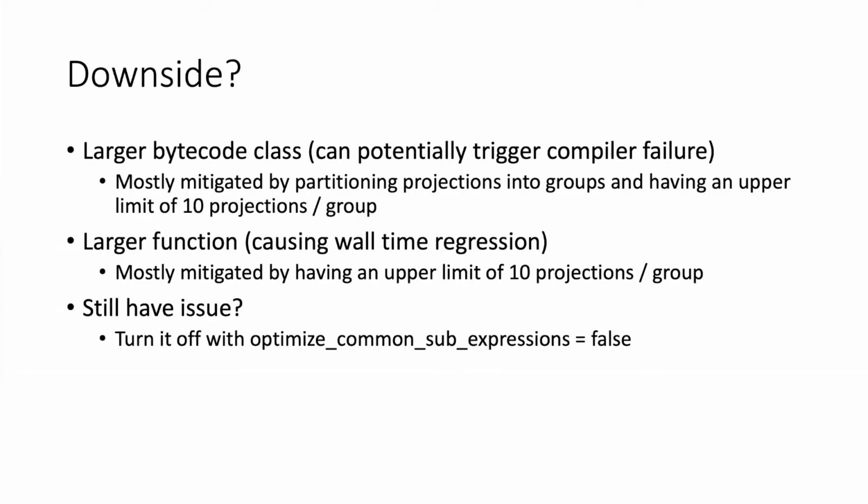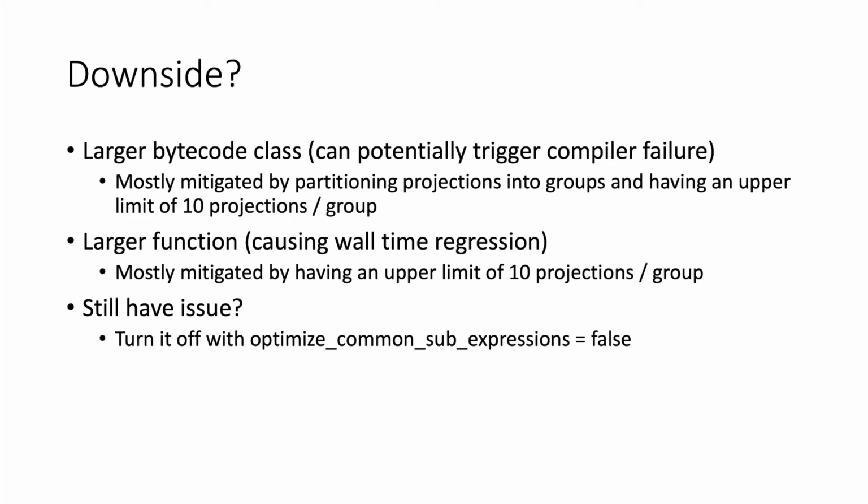So what are the downsides? We do actually see some regressions with this. One thing we see is that if you end up with 100 projections that depend on some CSE, compiling them into the same class basically means you get a bigger class. And at a certain point that can potentially trigger a large bytecode compiler failure.